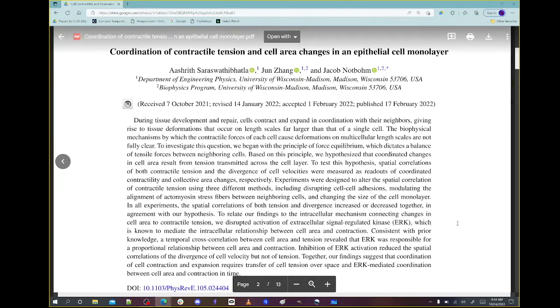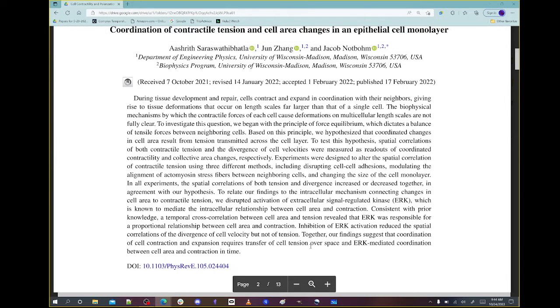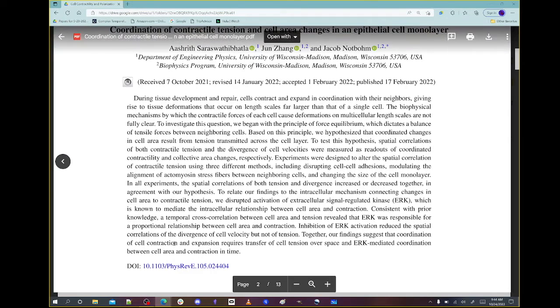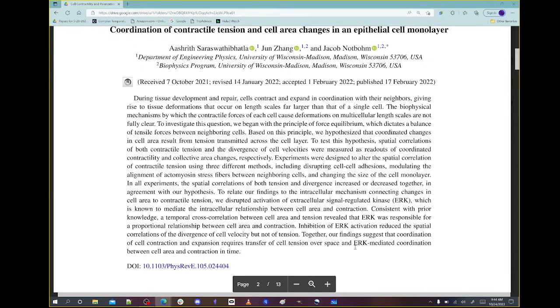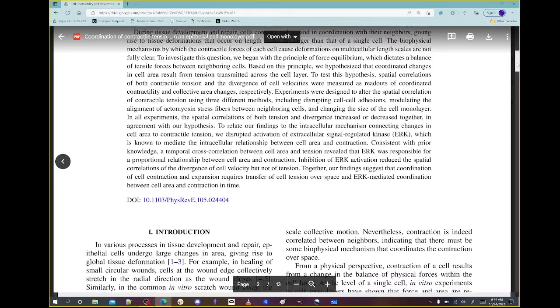So together our findings suggest that coordination of cell contraction and expansion requires transfer of cell tension over space and ERK-mediated coordination between cell area and contraction in time. So when you have cells in a cell population in a culture dish or in a tissue, cell contraction needs to be coordinated, and the contraction and expansion of cells requires a transfer of cell tension over space. So tension needs to be coordinated across the cells. And then ERK-mediated coordination, which involves this molecule ERK, there's a coordination between cell area and contraction in time. So this controls the temporal aspect of it.